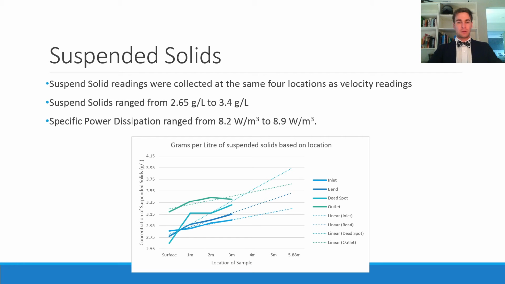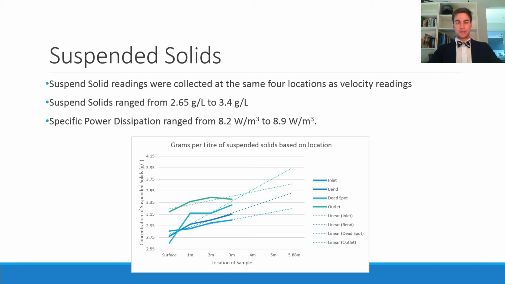The suspended solids were recorded for the 4 locations and at depths of 1 meter below the surface down to 3 meters. The cable length for the probe was only 4 meters, and this limited the depth of reading. Extrapolating the suspended solid results out to consider the full depth of the zone, the difference in concentration is 12% for the inlet, 21% for the bend, 32% for the dead spot, and 13% for the outlet.